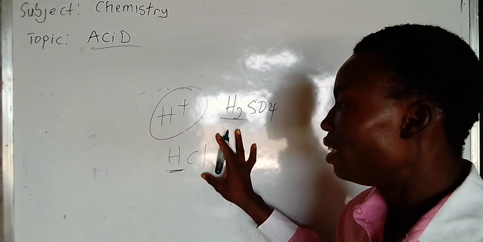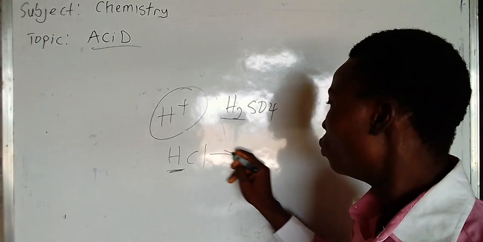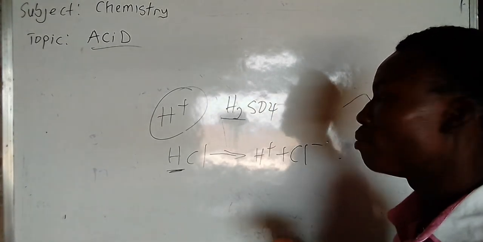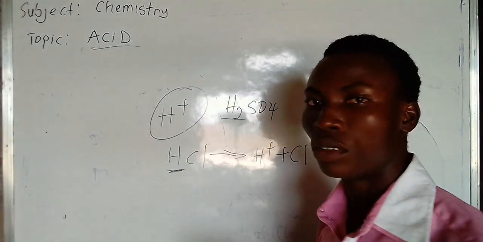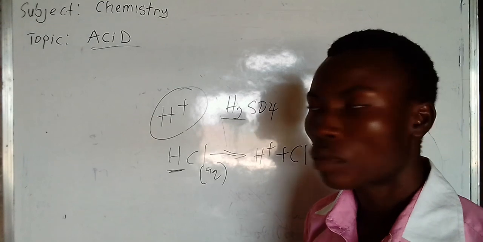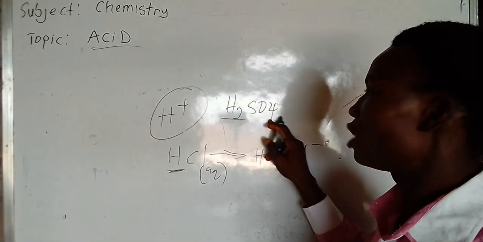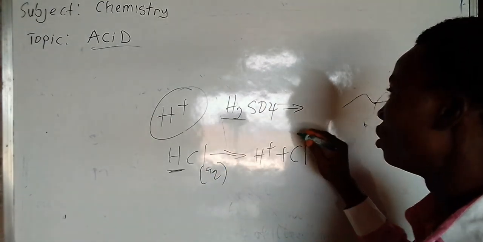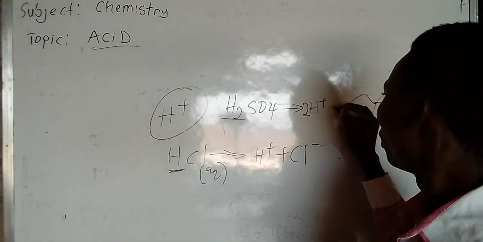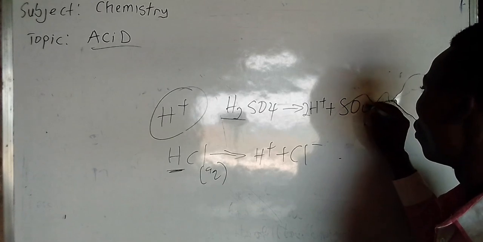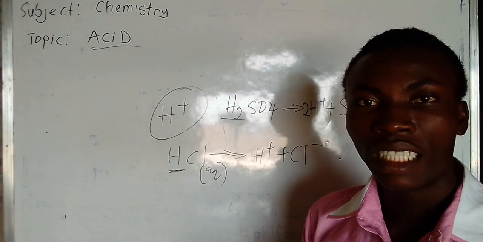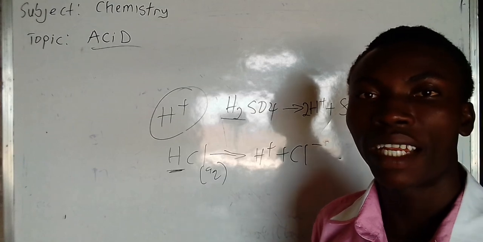Because in hydrochloric acid, we will have H+ and Cl- on dissociation, that means when they are in aqueous form. Also, H2SO4 on dissociation will produce 2H+ and SO4 2-. And that is the reason for the definition of acid in that manner.